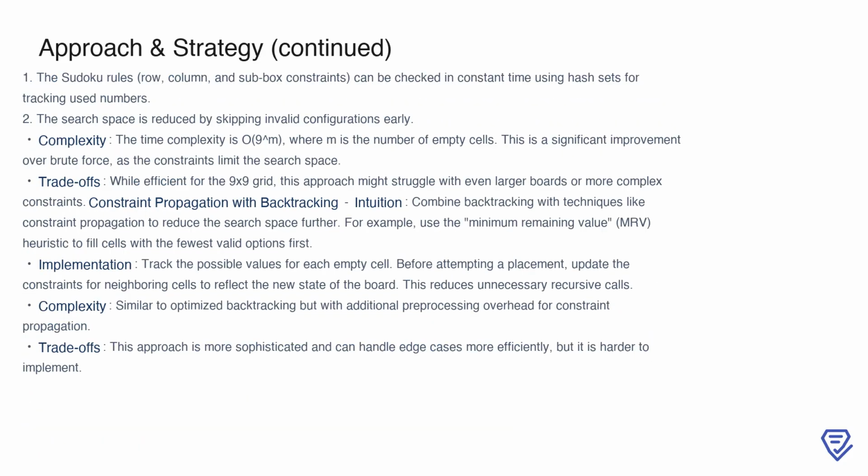Optimized backtracking builds on key observations to improve efficiency. First, the Sudoku constraints, ensuring unique numbers in rows, columns, and subboxes, can be checked in constant time by using hash sets to track used numbers. This allows us to quickly verify whether a number placement is valid. Additionally, by pruning invalid configurations early, we significantly reduce the search space.